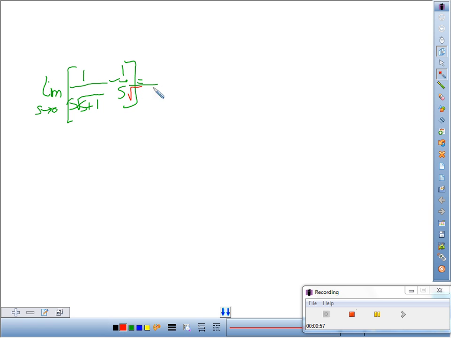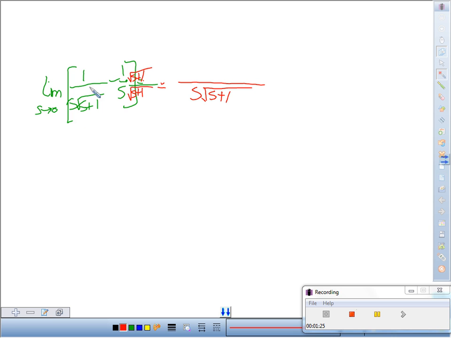is s times square root of s plus 1, right? So we're going to have a common denominator of s times the square root of s plus 1. Right? That's the goal, to add fractions.